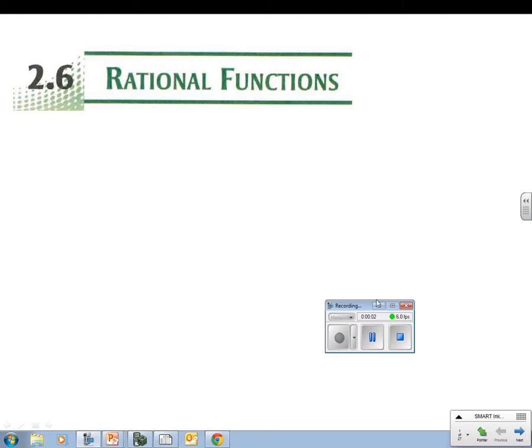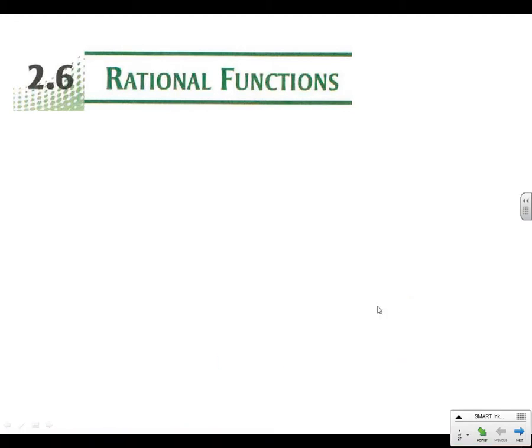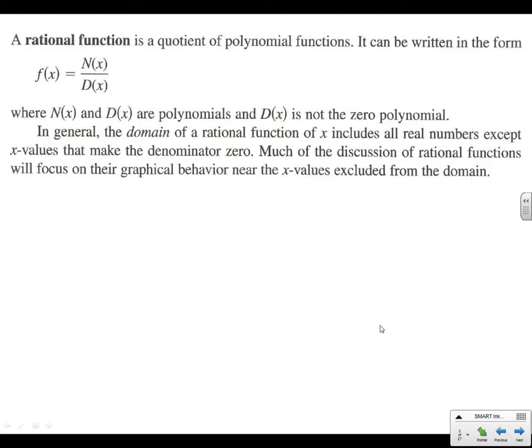All right, 2.6, rational functions. We're going to do some more graphing here, and we're really going to put together a lot of the things we've talked about so far in Chapter 2 with what we learned about graphing and zeros and all sorts of good stuff like that. So definitely break out your graphing calculators. We're going to be using them a bunch, and here we go.